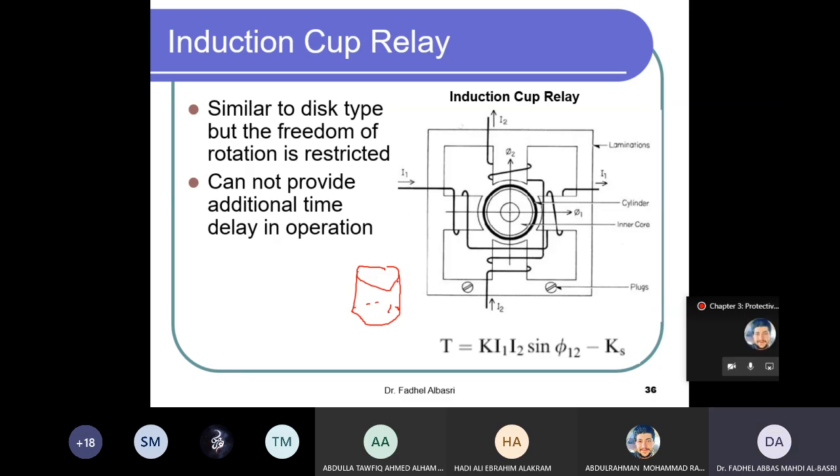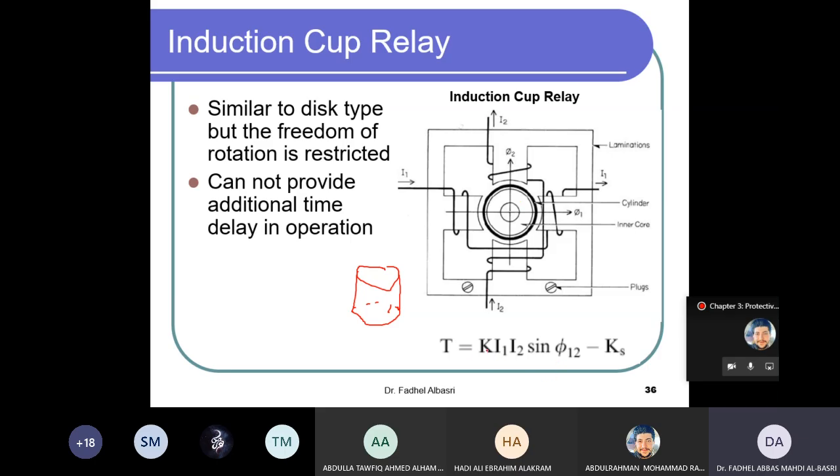Okay, it's made of aluminum. It's like a glass, but it's made of aluminum. Okay, it's a cup, and this is your rotor. Now, this type of relay is very sensitive, okay? So we use it to compare two quantities, I1 with I2, for directional comparison, okay?